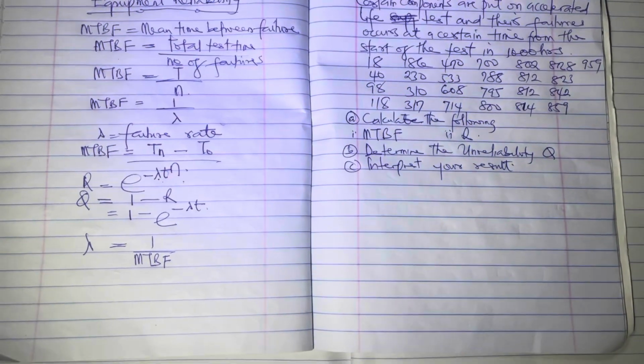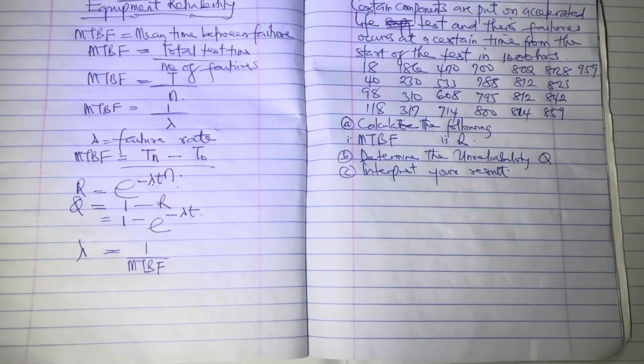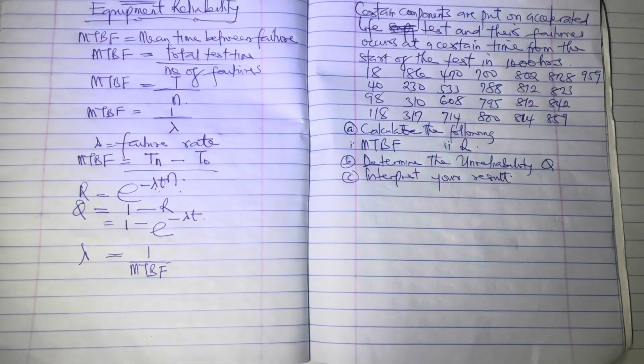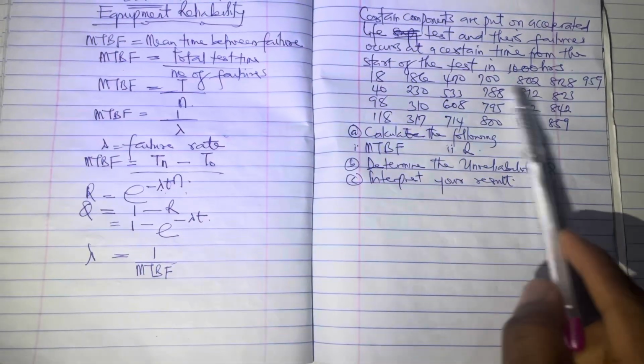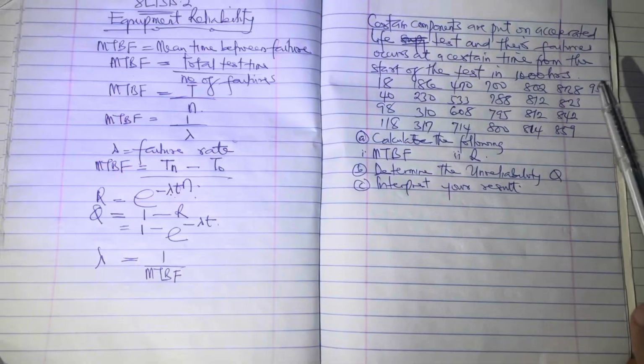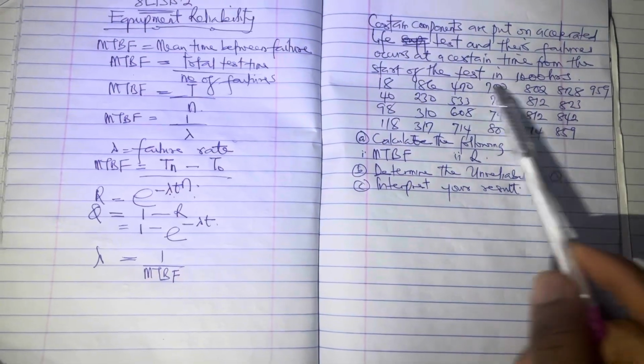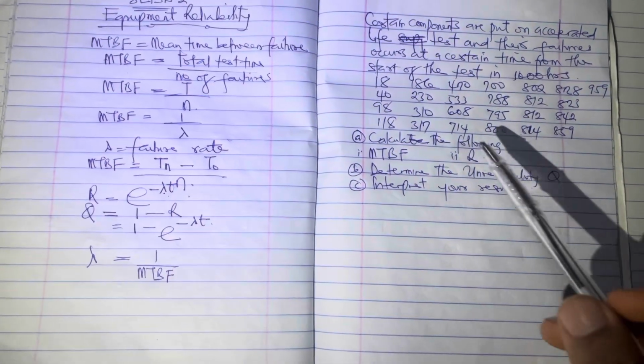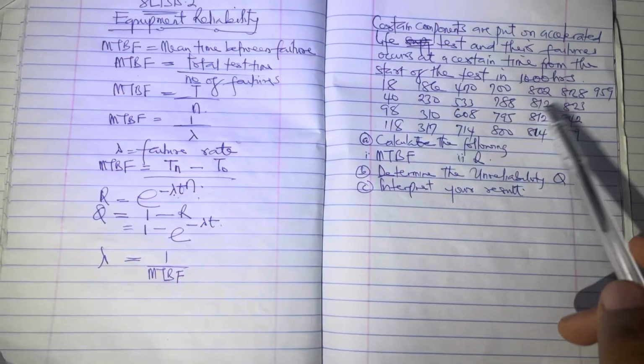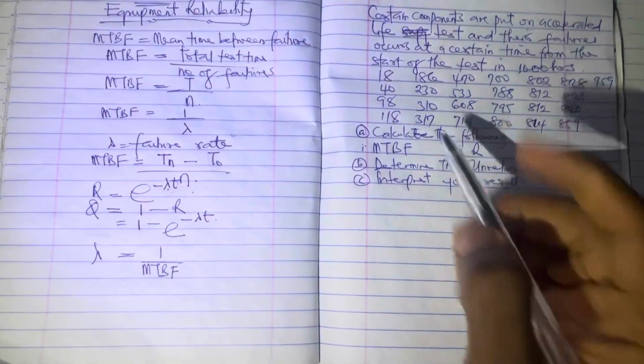It's very important for us to first note that when it comes to MTBF, we have to determine the summation of all the values, except you are given just the highest value and the lowest value. But when you're given a lot of values like this, to calculate the MTBF, you take the sum and divide by the number of values. So now let us solve that.